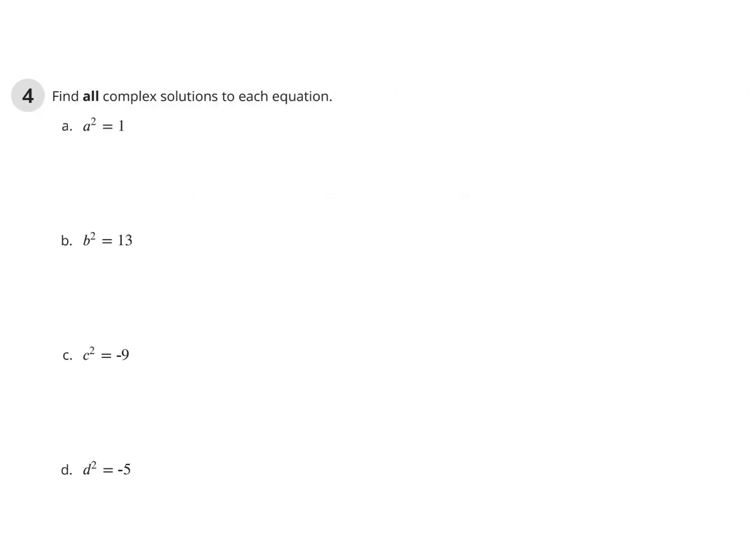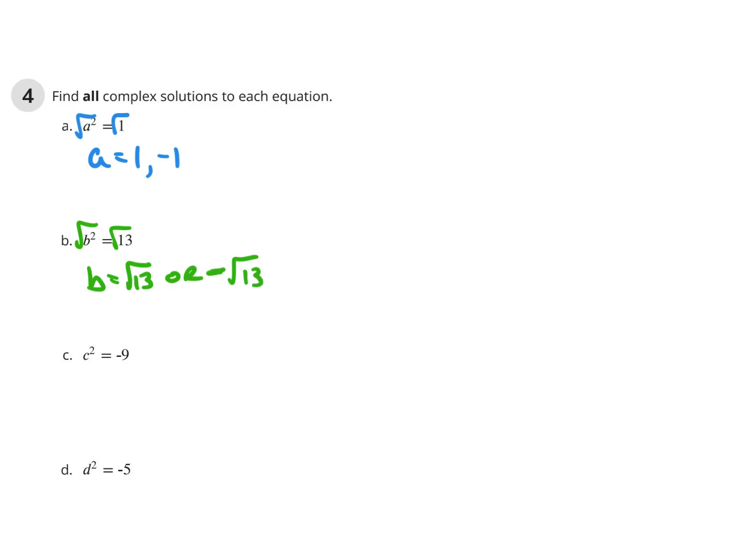Find all complex solutions to each equation. Okay, so for A, just take the square root. A equals 1 and -1. But I think they just want us to deal with the positive. So let's just leave it with the positive root. The square root of B squared: B equals the square root of 13, or the opposite, -13, negative root 13.